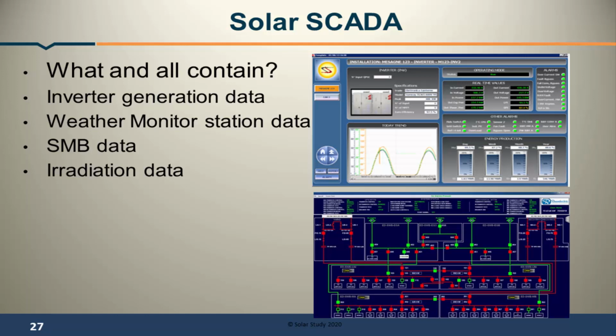And another thing is irradiation data. I have already told that irradiation is incident on the solar panel. So the irradiation meter, that is the radiometer, collects all the data information. It will store in a server, and later we can access that.